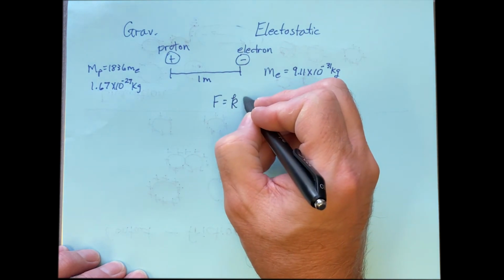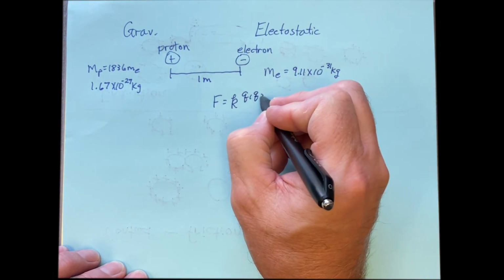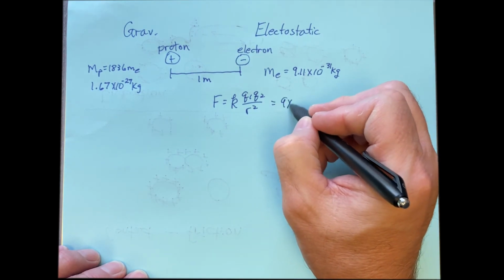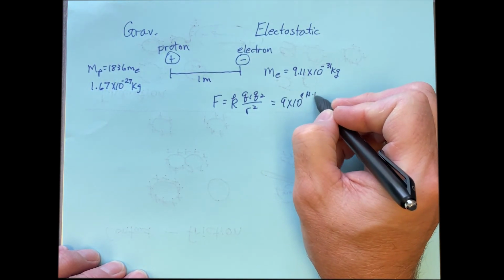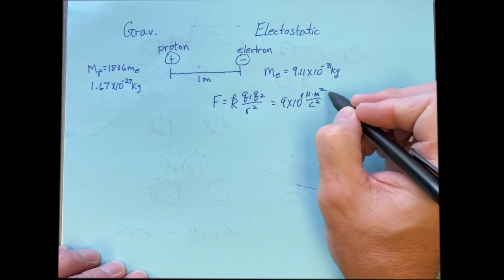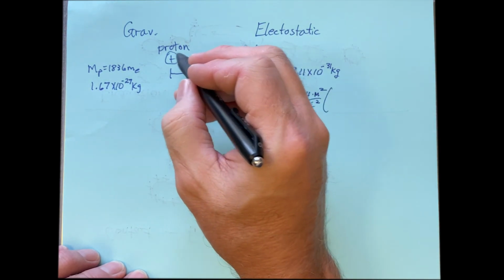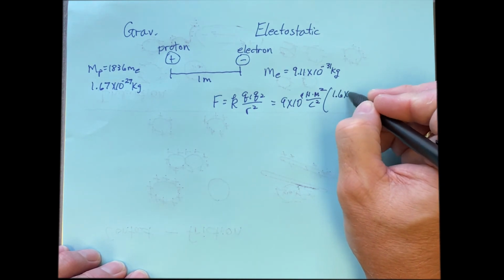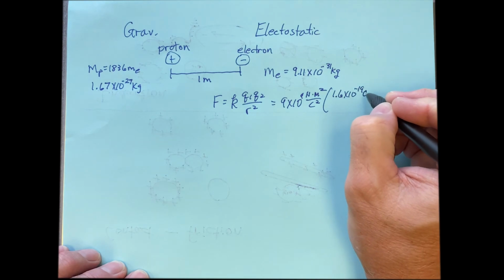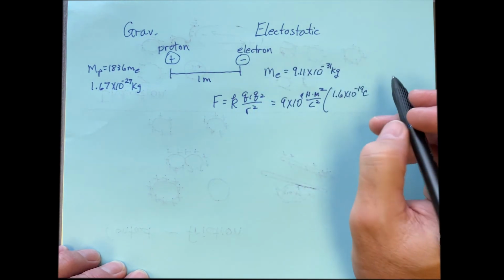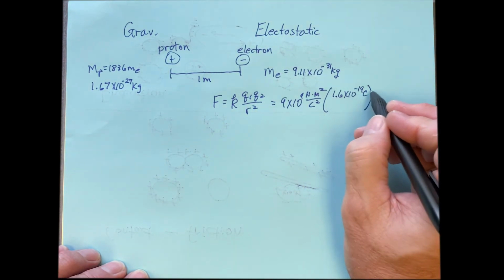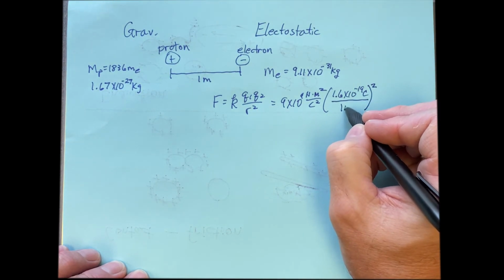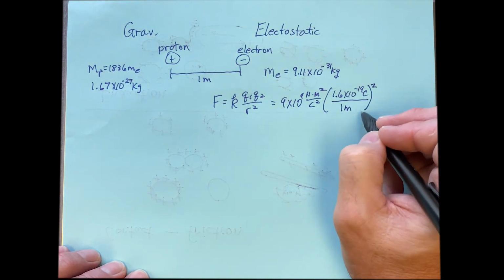F equals K Q1 Q2 over R squared. K is 9 times 10 to the 9th newton meter squared per coulomb squared. Q1, let's call that the proton, is 1.6 times 10 to the minus 19th coulombs. For the electron, it's exactly the same, so we need to square that. Divide that by the distance between the two, which is 1 meter. We need to square that as well, but I got it up here.